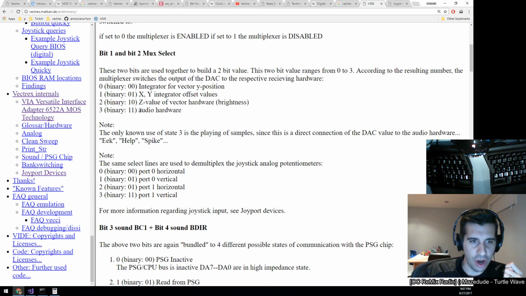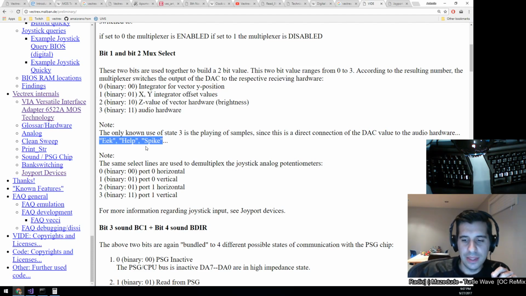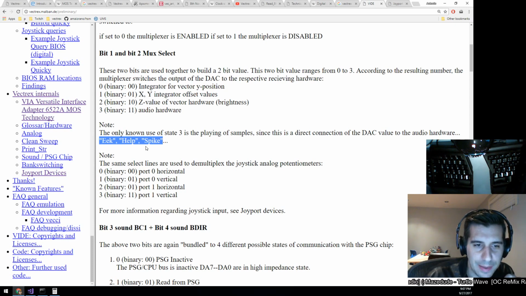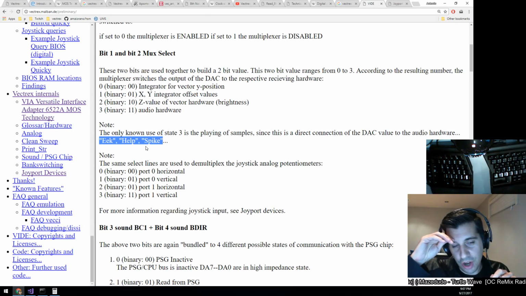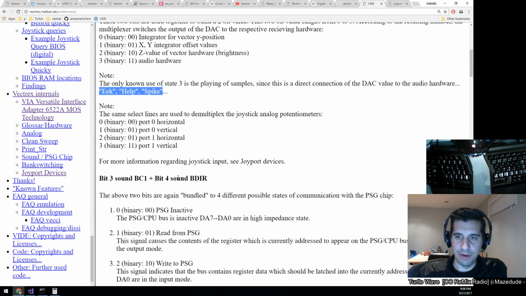And then it was this one here, audio hardware. And he says, the only known use of state 3 is the playing of samples, since this is a direct connection of the DAC value to the audio hardware. Then he puts eek, help, and spike. So this is really cool because there are these games, like the spike game, where you'll hear sampled audio, like voices speaking, saying eek, help, or spike, and this is how it's done. So it's a good thing to know, when I implement audio, that in this mode we just take the DAC values and just produce that as a signal at whatever sampling rate we're supposed to do it at.